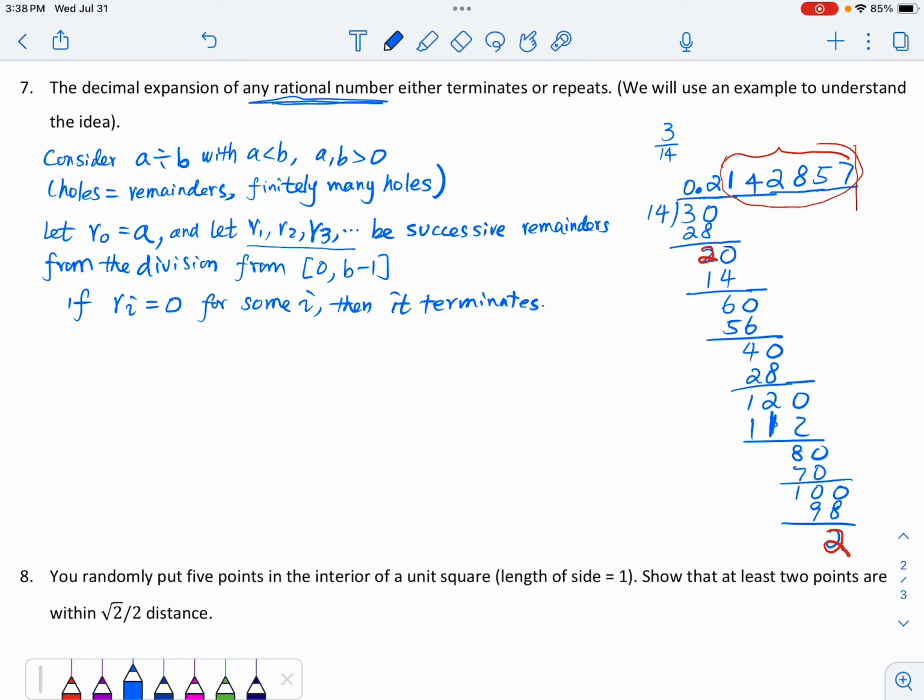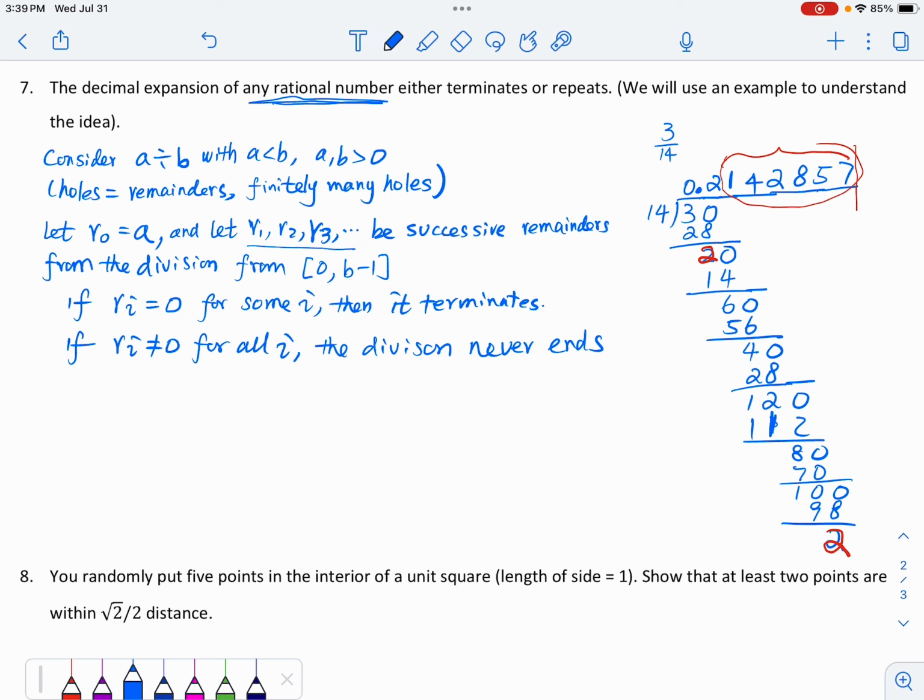The division terminates. So that's this case. Now, if none of the Ri is equal to 0 for all i, then the division never ends. We want to prove that it will repeat.